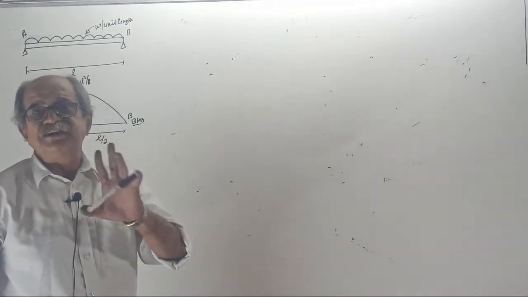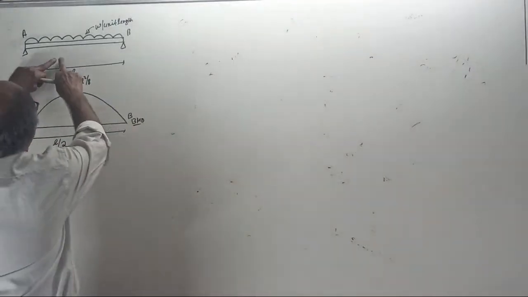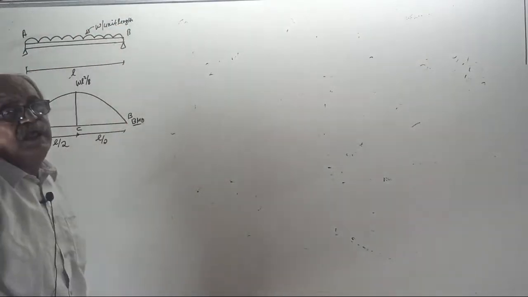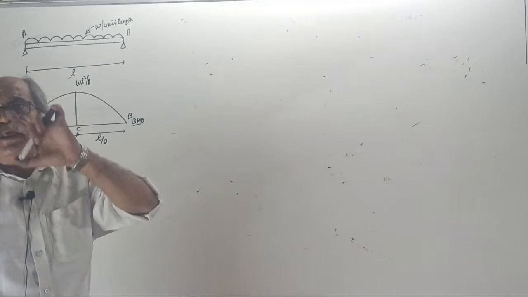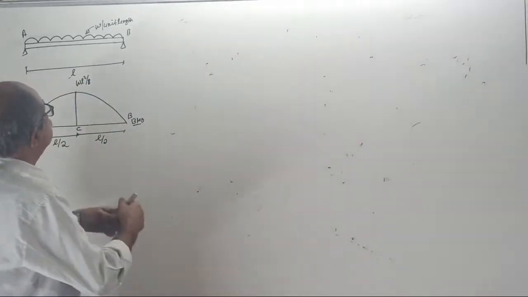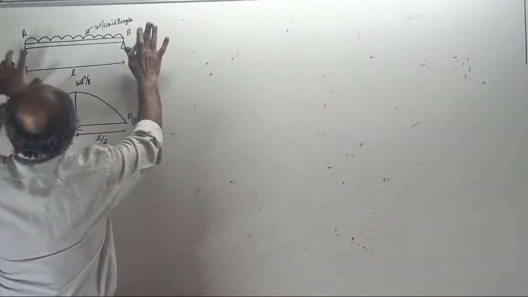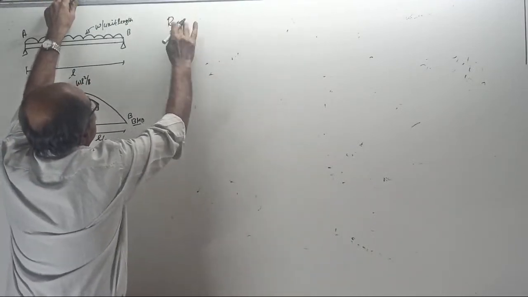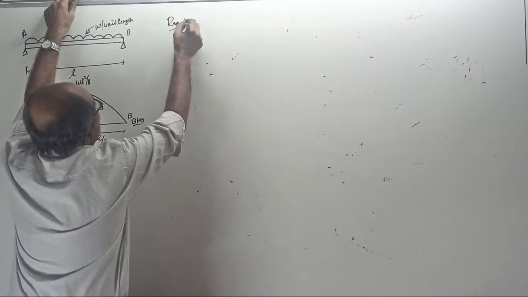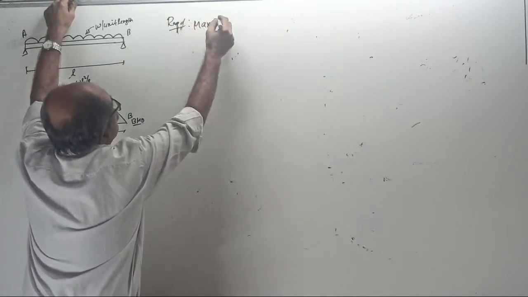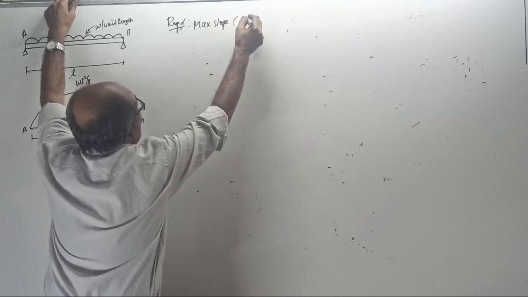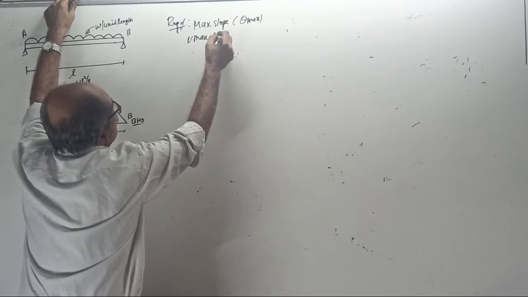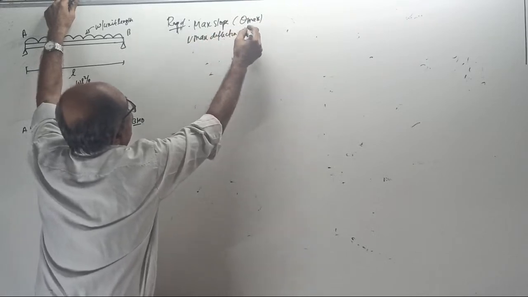Now the question starts. A simply supported beam of span L, subjected to UDL of intensity W per unit length over the entire span. Please find maximum slope and maximum deflection. What is required? Required is maximum slope, that is theta maximum, and maximum deflection, that is y maximum.